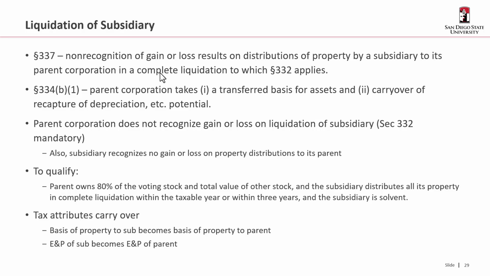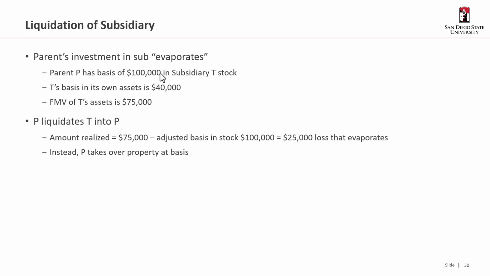So as I mentioned, the tax attributes carry over. So the basis of the property to the sub, simply the parent steps into the shoes of the subsidiary and takes over their basis. The E&P of the subsidiary becomes the E&P of the parent. So the parent's investment in that sub simply evaporates, and that's going to have some consequences as we work our way into some of these acquisition related things, and certainly with reorgs as well.